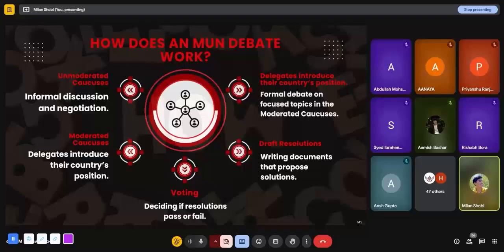All right. So, coming to how does an MUN really work? Now, MUN, as I told you, is a simulation of how the United Nations proceeds, right? Now, there are certain terms and certain things that you need to know if you're actually into MUNs. The first is an unmoderated caucus. Now, don't be intimidated by the word caucus.